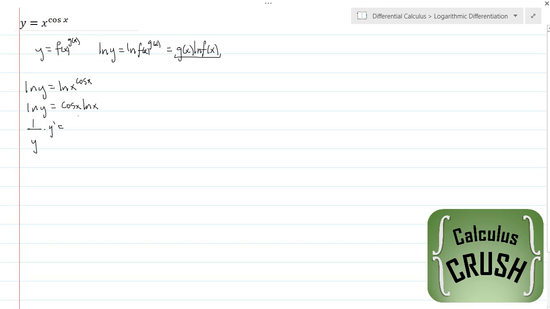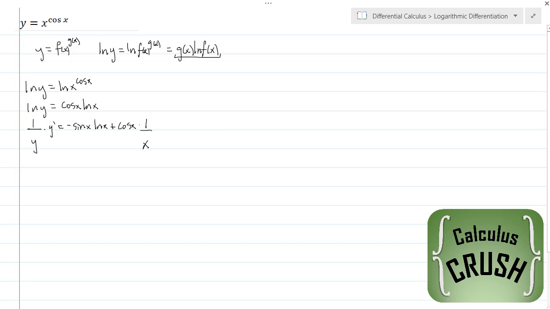And now for the right side, we have to use the product rule because we have a function times another function. The product rule is the derivative of the first times the second plus the first times the derivative of the second. So the derivative of cosine x is negative sine x, times the second, which is ln x, plus the first, which is cosine x, times the derivative of ln x, which is 1 over x, times the derivative of x, which is just 1.